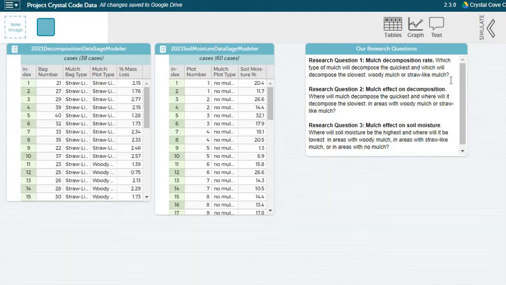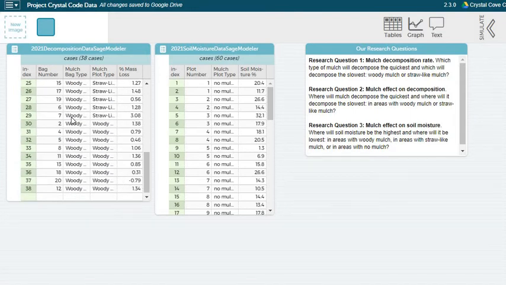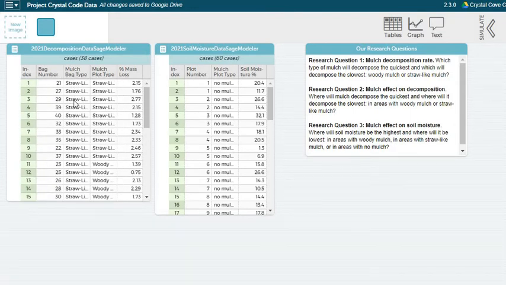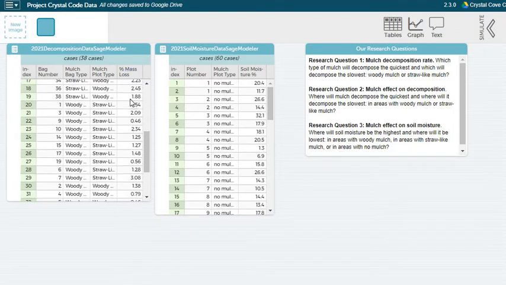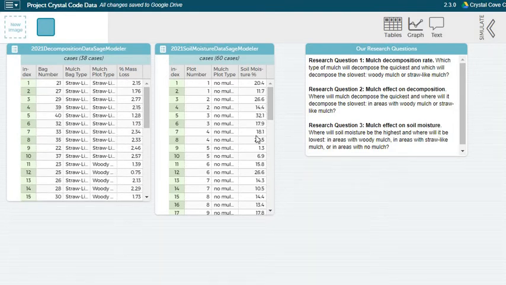Which type of mulch will decompose the quickest and which will decompose the slowest, woody mulch or straw-like mulch? We need to think about what data we want to answer that. So we want to know the type of mulch in the bag, so we can use the mulch bag type data, straw-like mulch and woody mulch bags. And then we want to know how much they decomposed, so we can use the percent mass loss data. And to compare those, we can just create a graph.